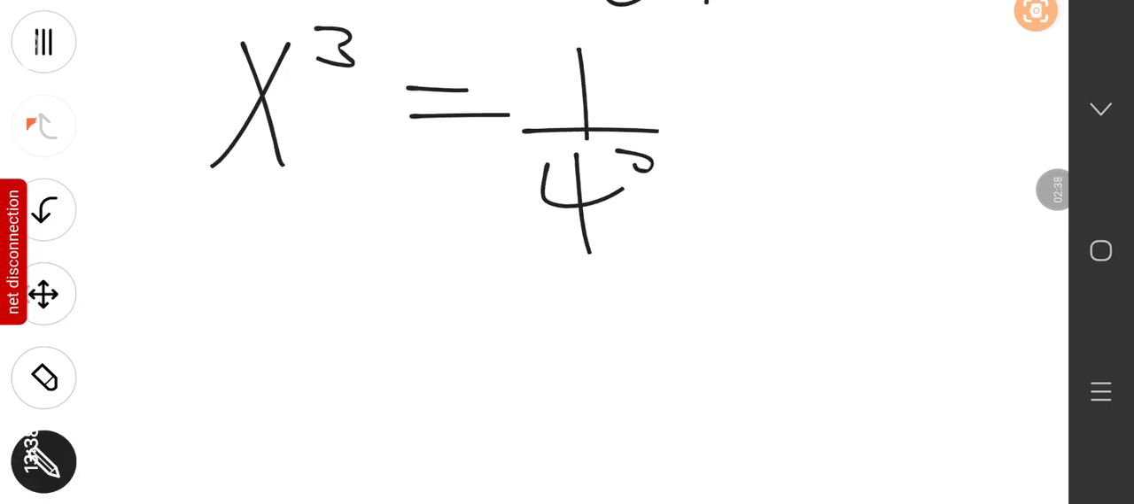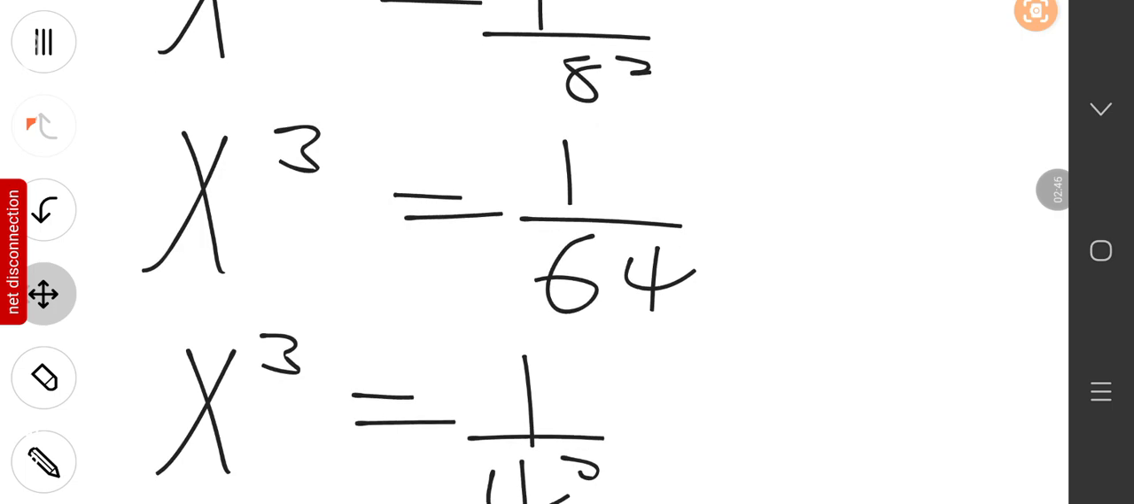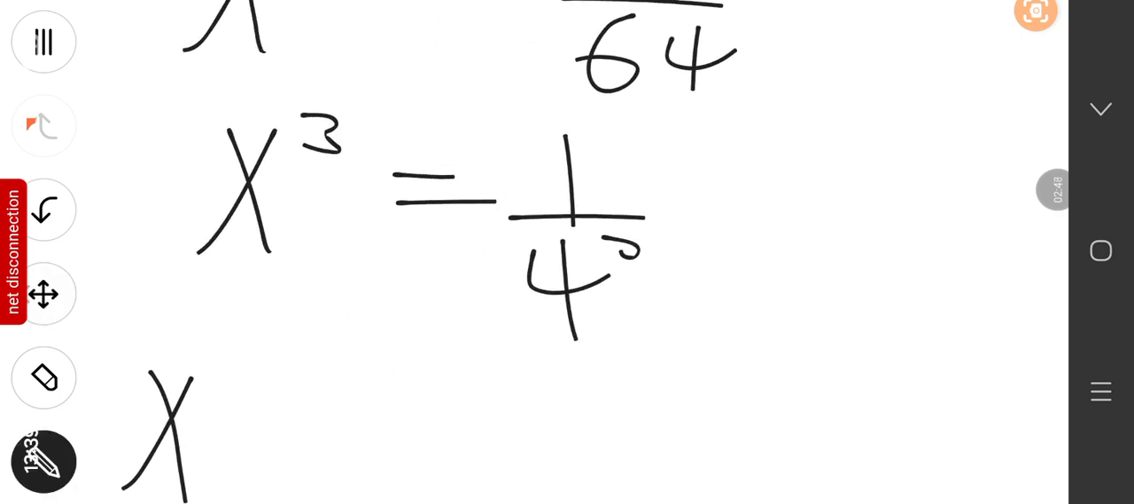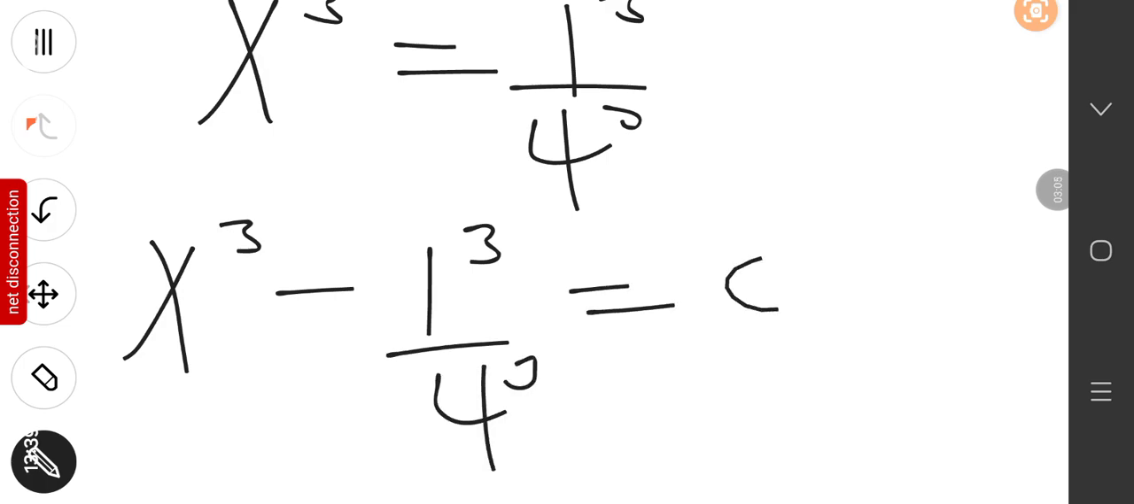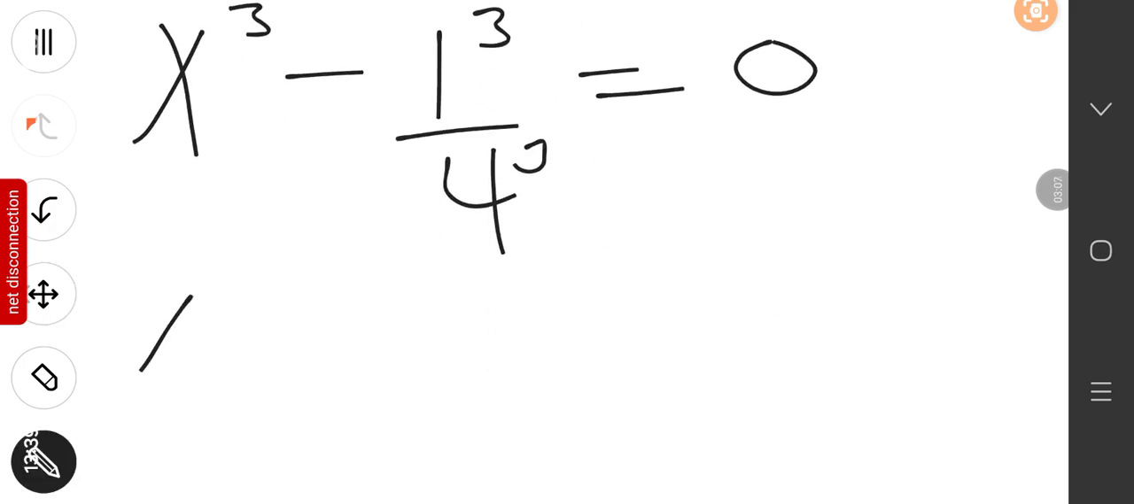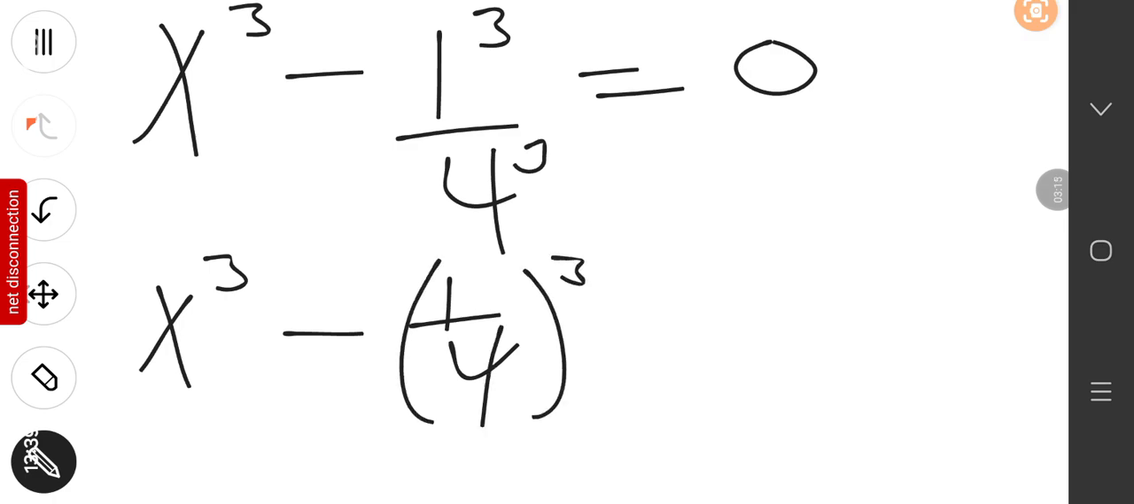Now let's transpose 1 over 4 cubed. Remember that 1 is the same as 1 cubed. So we are transposing 1 cube over 4 cube, and we have x cubed minus, now applying the quotient rule here, 1 over 4 in a bracket with exponent 3, equals 0.